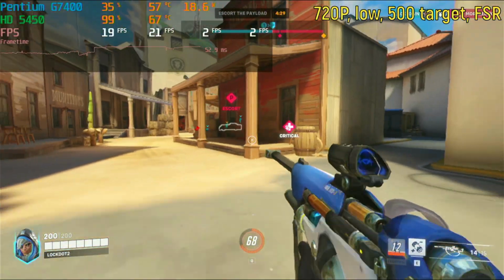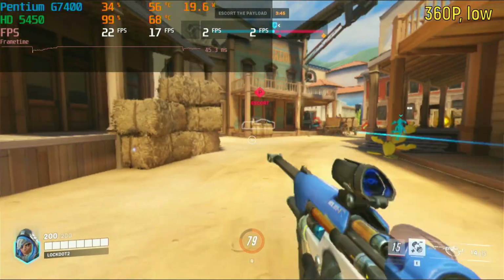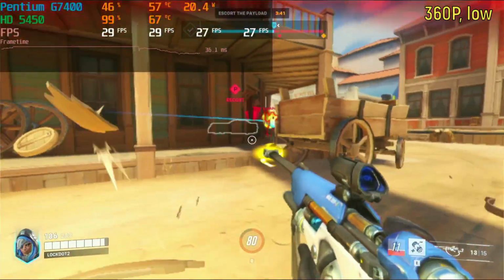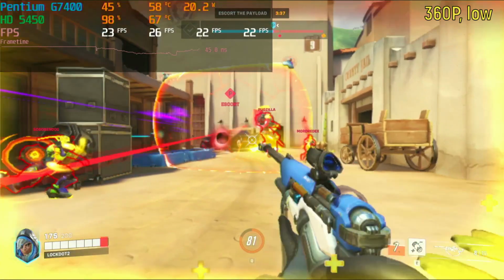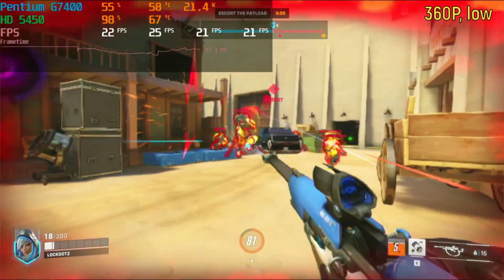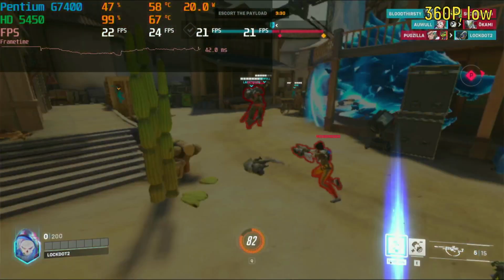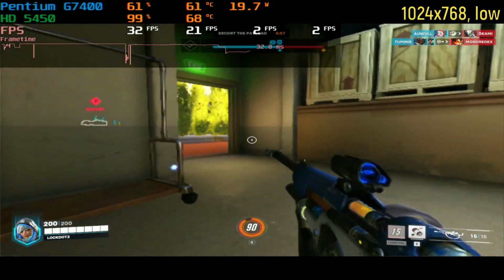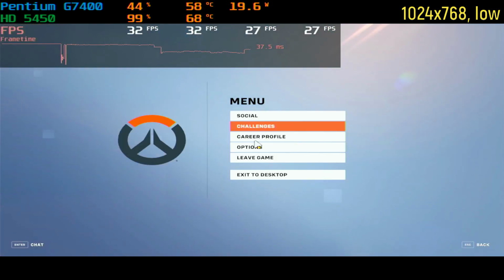Still not ideal. Then I set the resolution scale to 50% of 720p, which is 360p, and the game was running about the same as with the 60 frame per second target. We were getting between 20 and 30 frames per second. Still far from ideal. Then I tried 1024 by 768 with the 50% render scale, and we were getting about 2 frames per second more than at 720p.